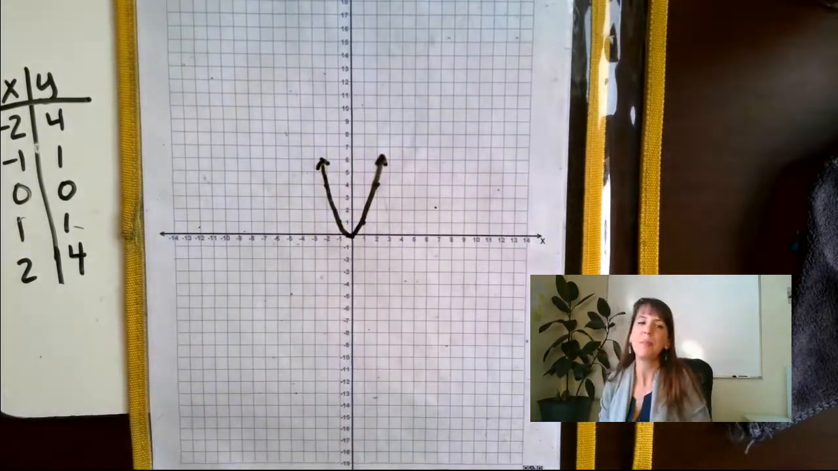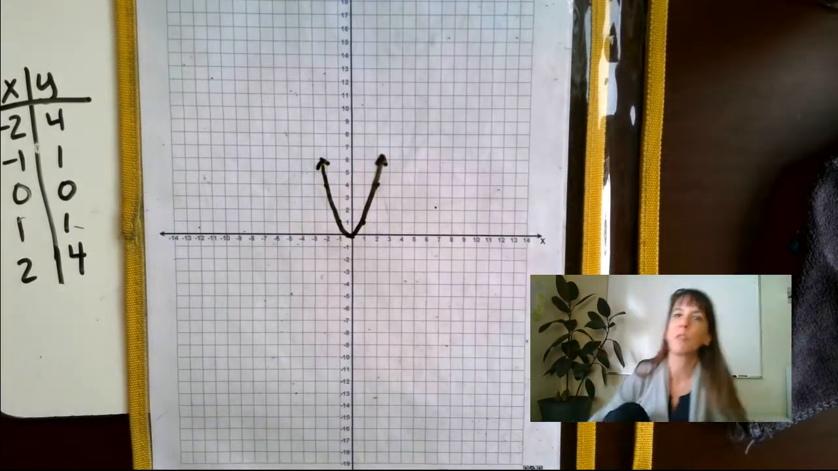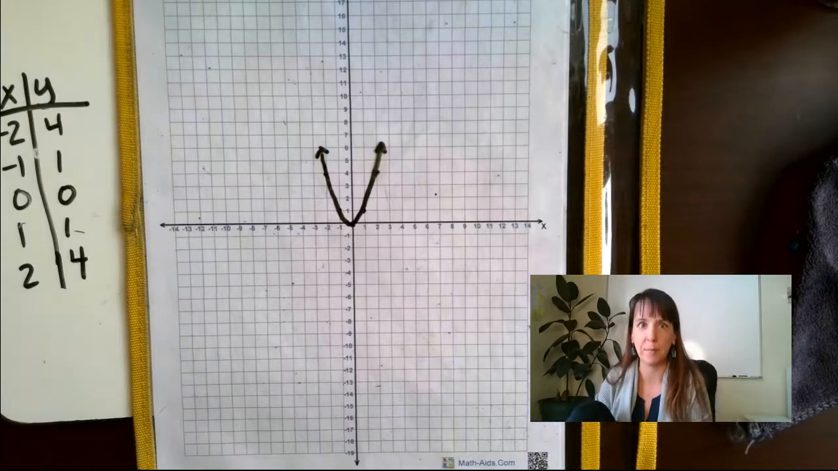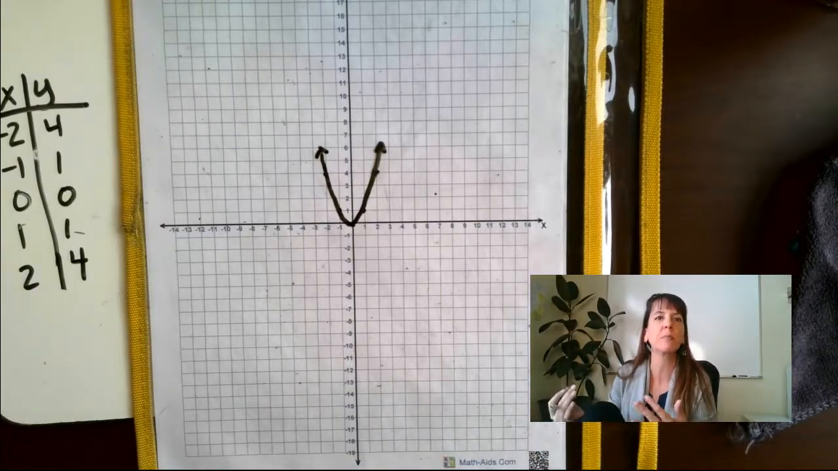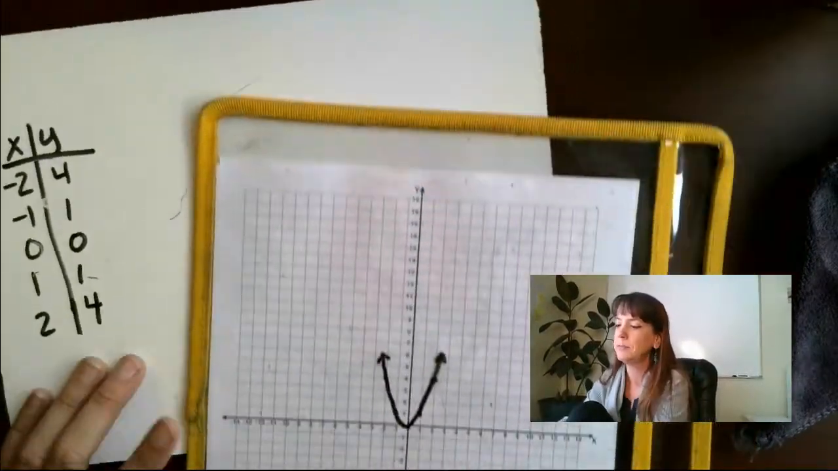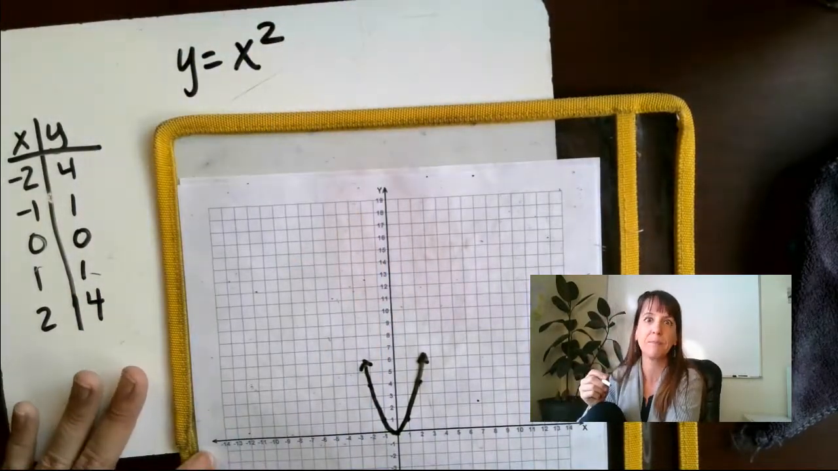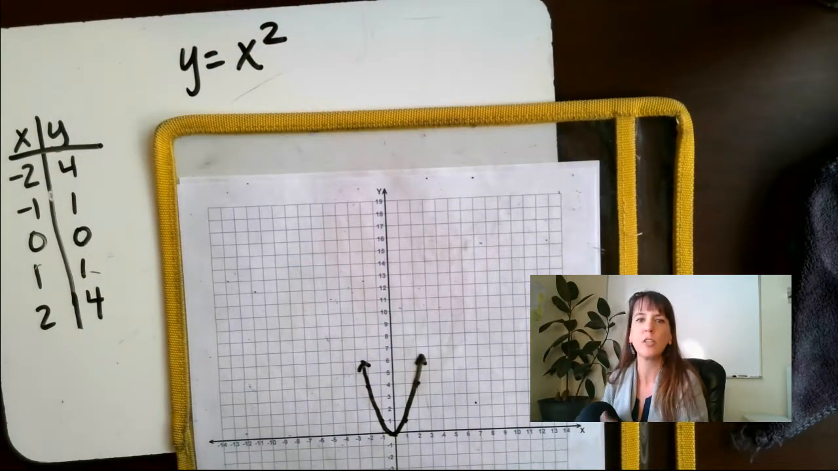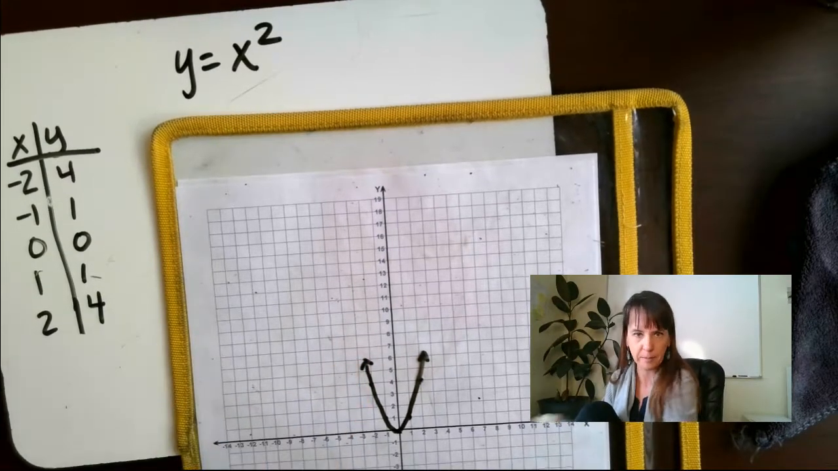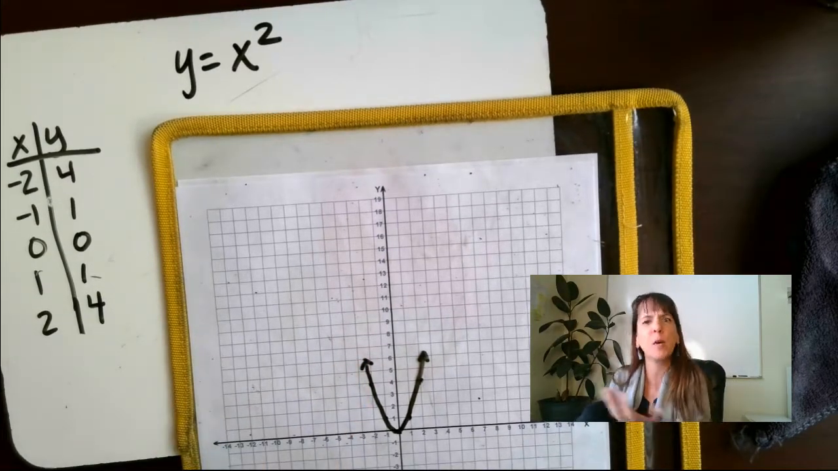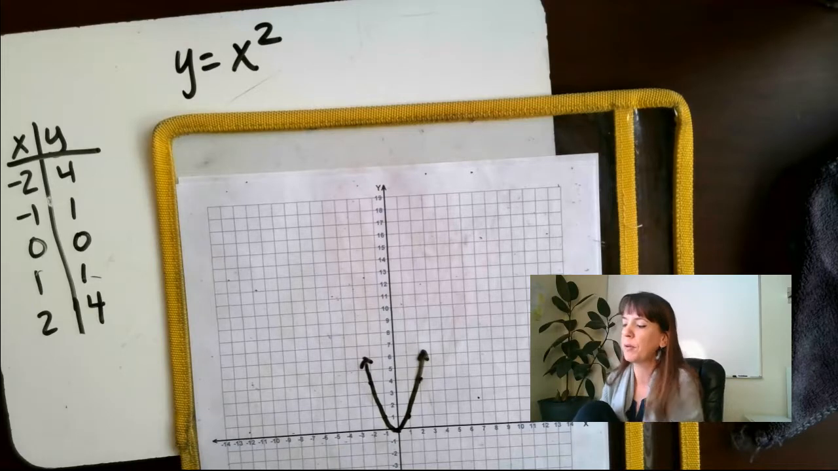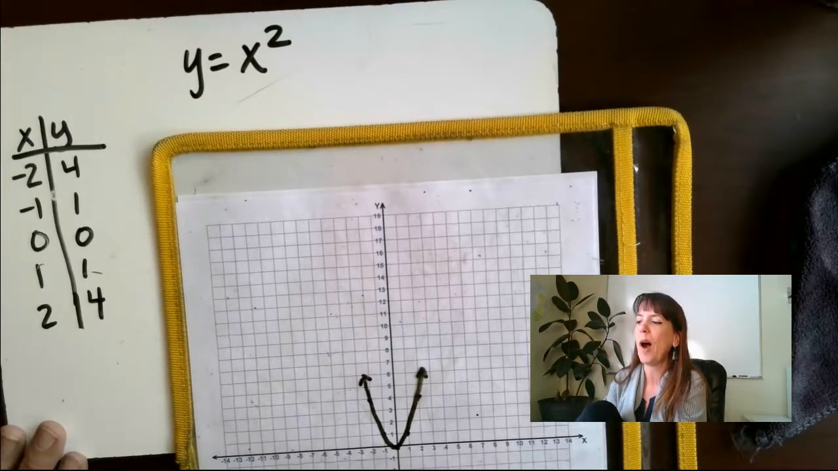Lovely little parabola. Now, those same rules that we talked about for absolute value apply for parabolas as well. These are parabolas, but mind you, when you have y equals x squared, that's quadratic, okay? So in quadratic equations, we graph a parabola. All right, so why is this important?